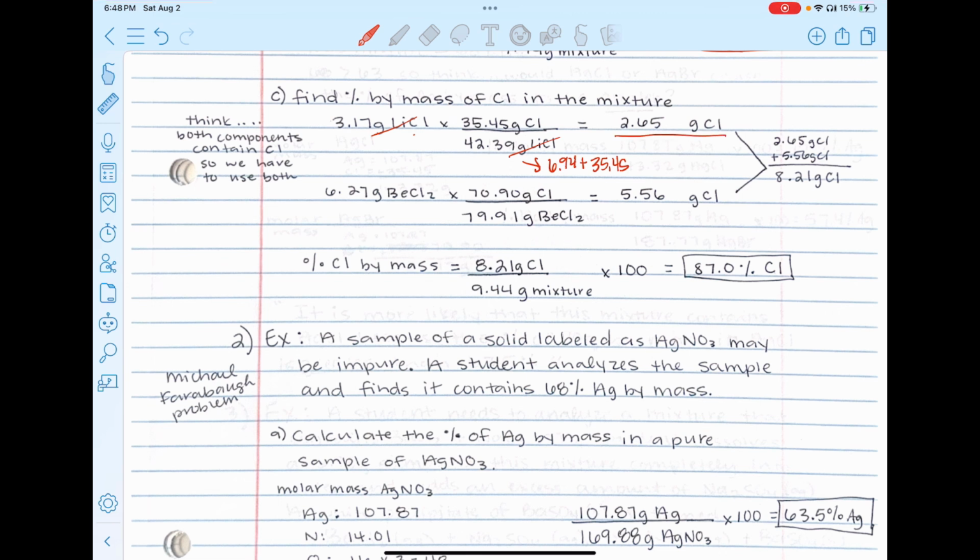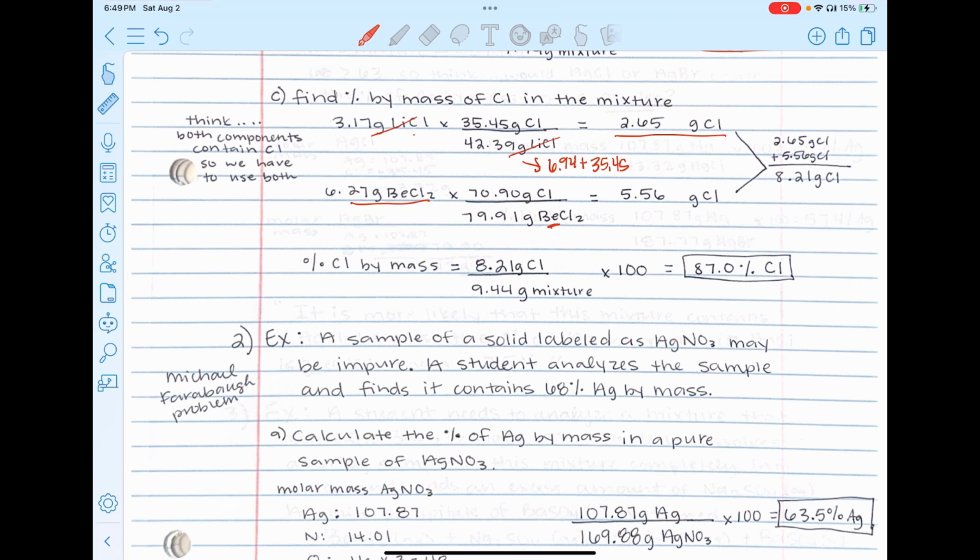grams of chlorine. All right, we're going to repeat this process with the other given number that also contains chlorine. We've got 6.27 grams of beryllium chloride given in our table at the beginning of the problem. We're going to find the total mass of beryllium chloride, again from the periodic table.